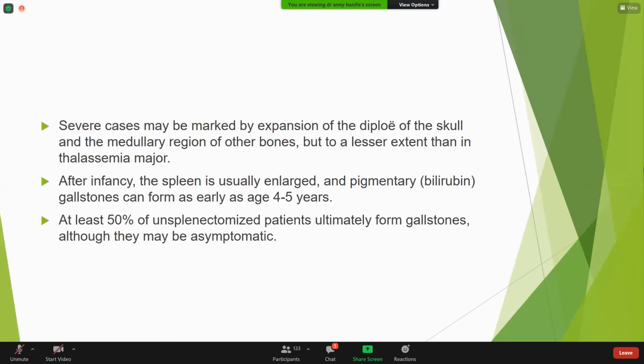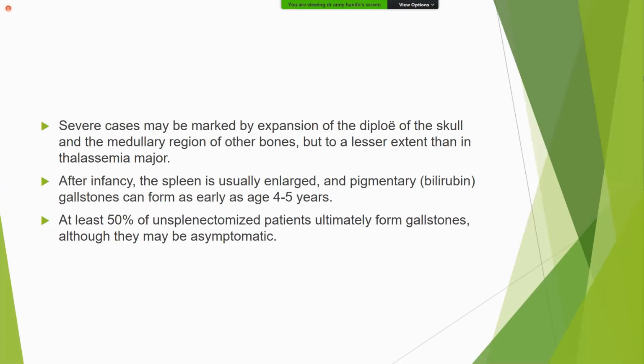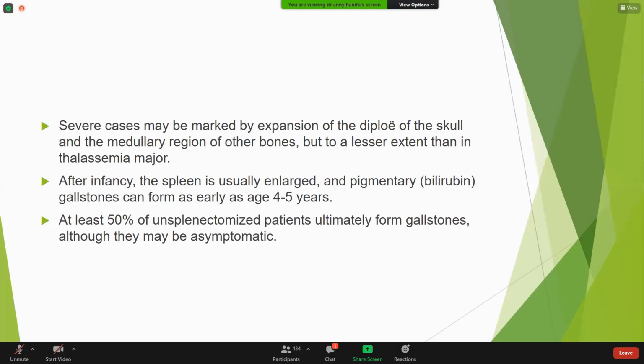Now, the severe cases may be marked by expansion of the diploe of the skull and the medullary region of other bones, but to a lesser extent than in thalassemia major. After infancy, the spleen is usually enlarged, and pigmentary bilirubin gallstones can form as early as 4 to 5 years of age. The cause of these gallstones is the chronic hemolysis, and chronic bilirubin production ultimately leads to the bilirubin gallstones. And at least 50% of the unsplenectomized patients ultimately form gallstones, although they may be asymptomatic.